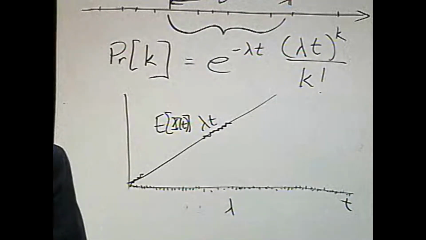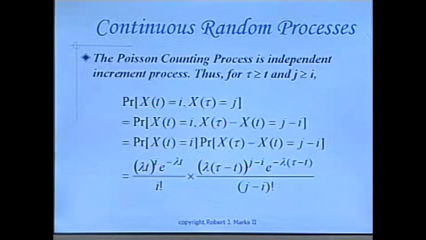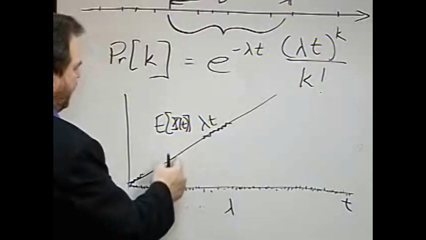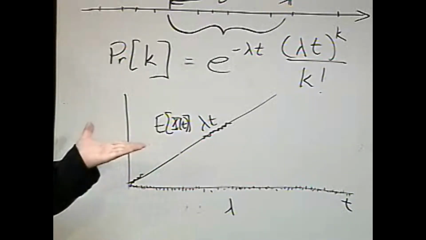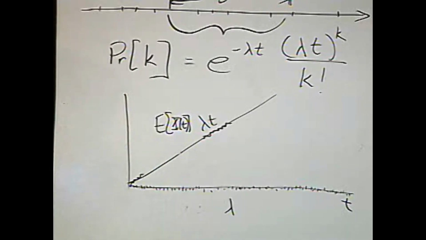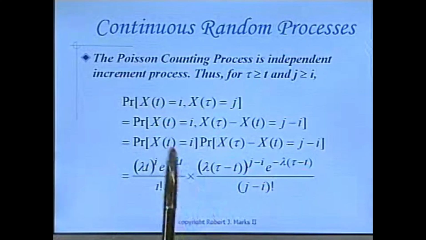Let's look at the Poisson counting process, and let's look at it in terms of an increment process. And indeed, it is an increment process, because what are we doing here? We're taking the value of x of t, whatever it is, and we're waiting for the next Poisson occurrence, and then we're ratcheting up by a value of 1. So therefore, it is an independent increment process. We're going to derive it much like a sum process.